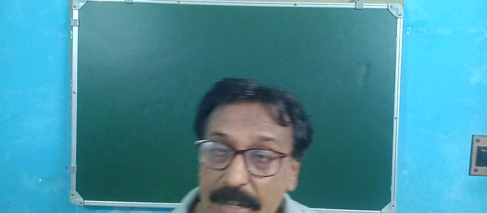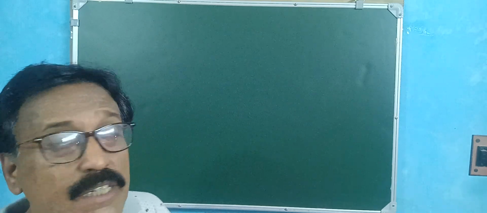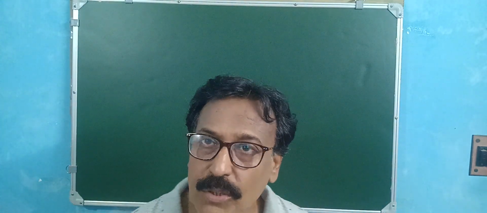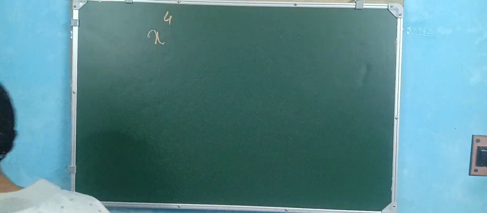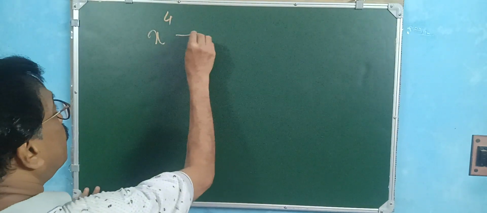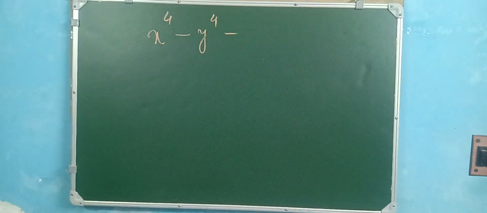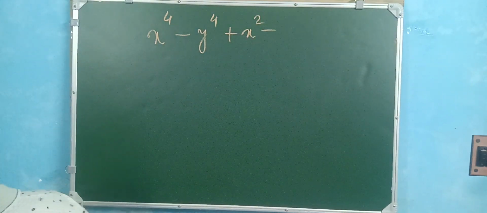Today I will also discuss the different patterns of sums in factorization using algebraic identities. I discussed all of this in the previous video. Today I will discuss two or three sums in this way. Now the sum is x to the power 4 minus y to the power 4, plus x square minus y square.